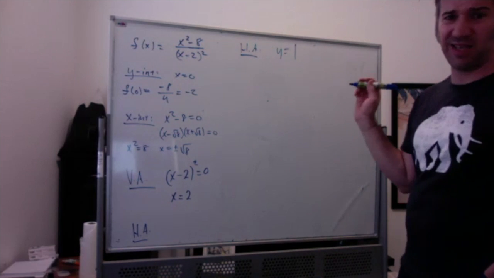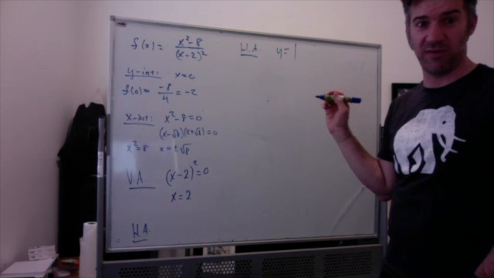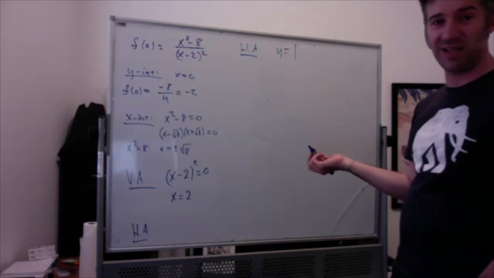All right, now it's going to get messy. Now we have to find the first derivative and the second derivative. And the first derivative of this is not going to be very nice.